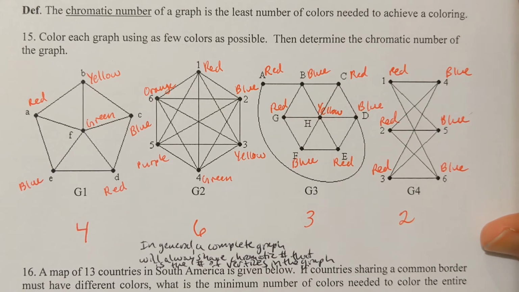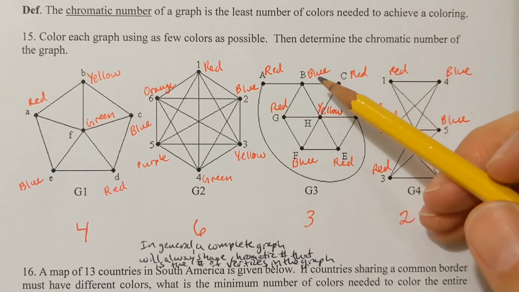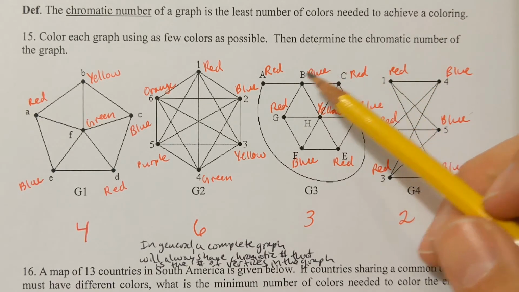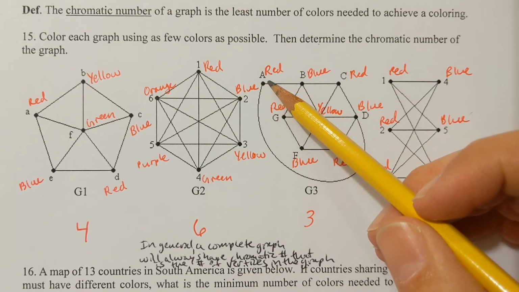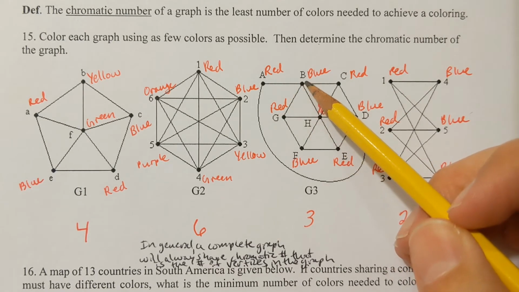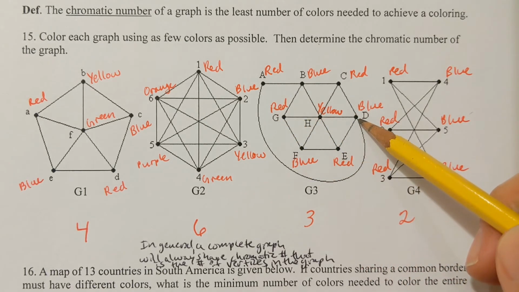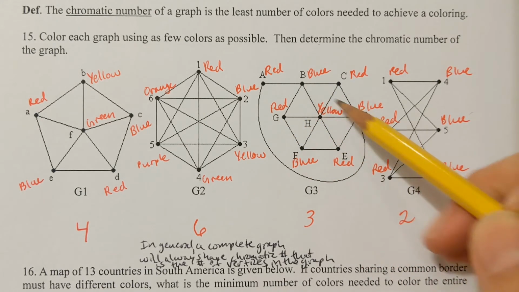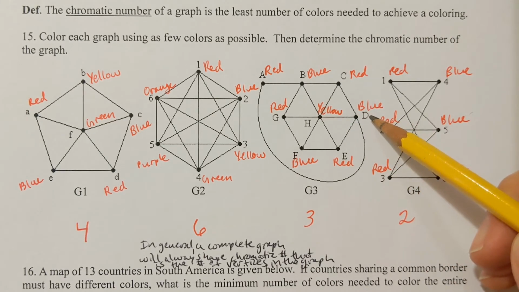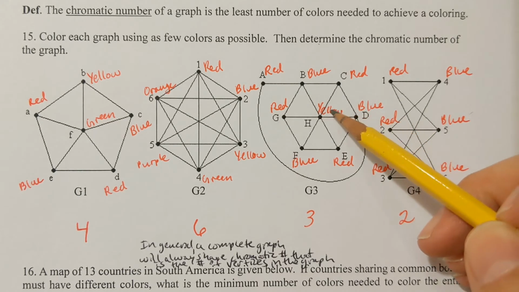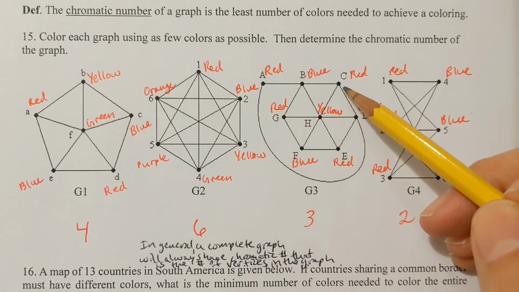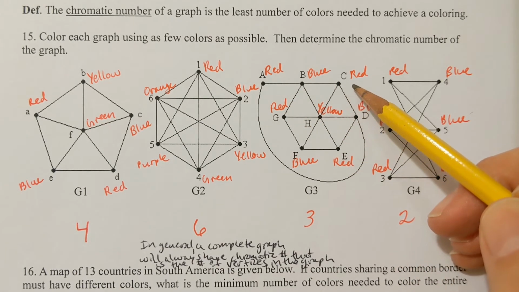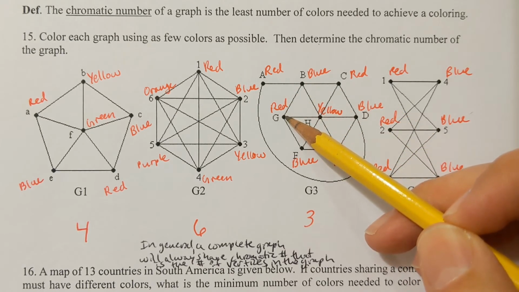Okay, how about G3? Well, in G3, let's see here. If I start over here, A is red. B is next to A, so B has to be a different color. I'll use blue. And A touches D also. Now D does not touch B, so D could be blue. And A does not touch C, so C could be red. A does not touch G, so G could be red.